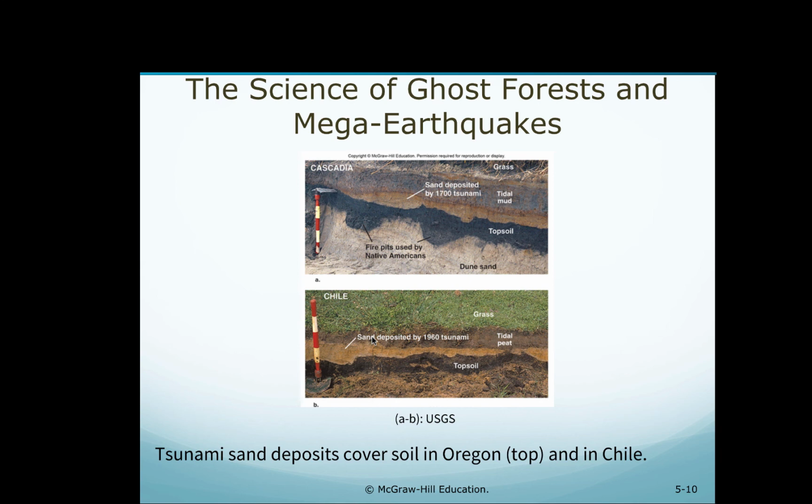Look in the soil and the layers. The tsunami sand deposits cover soil in Oregon at the top, and this is Chile right here at the bottom. This was a tsunami in 1960 that deposited all this sand as it rolled onshore. Here's a tsunami in the 1700s. And there's the evidence of it right there.